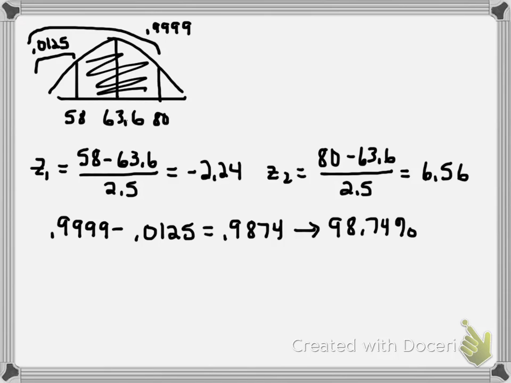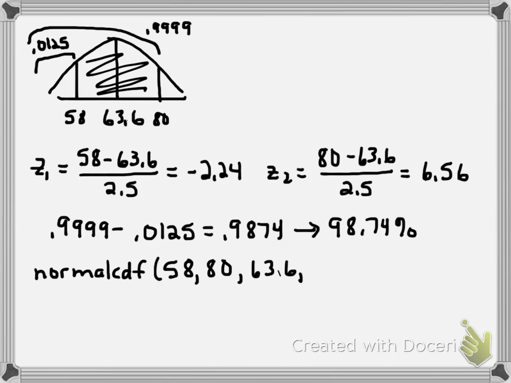If we want to use our calculator, we need to enter normal CDF. The left boundary is 58. The right boundary is 80. The mean is 63.6, and the standard deviation is 2.5. That should give you 0.9875, and if we change that to a percentage, we would have 98.75%.